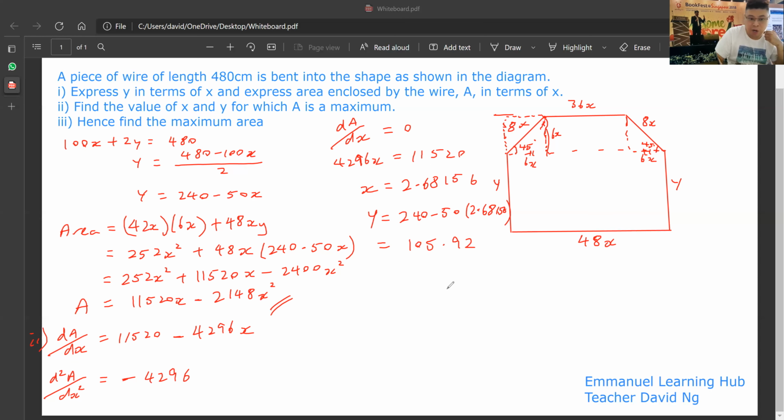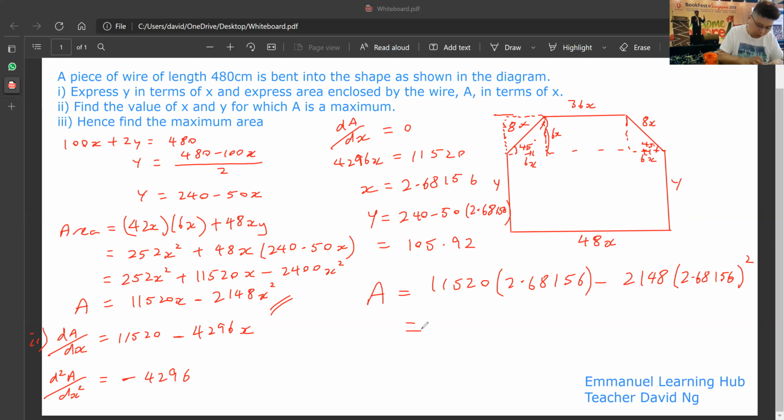So maximum area. Maximum area. 11520. Your x is 2.68, right? Minus 2148, 2.68156 square. Punching calculator.